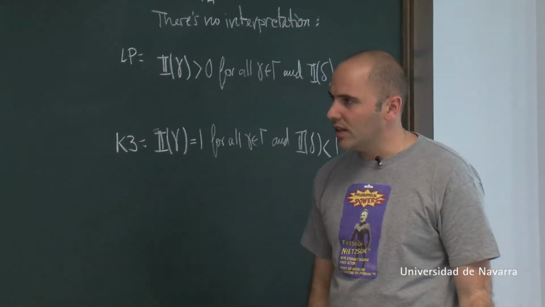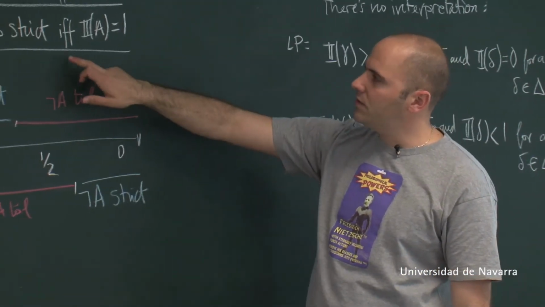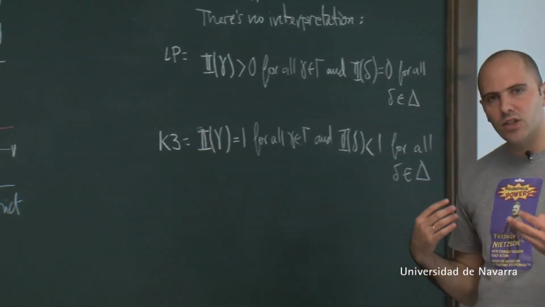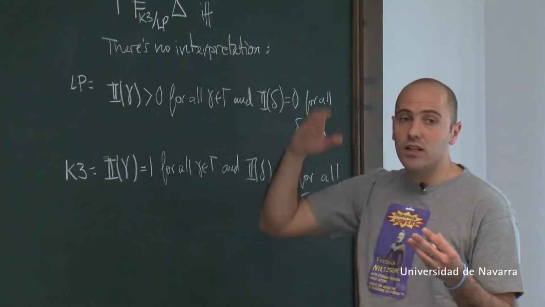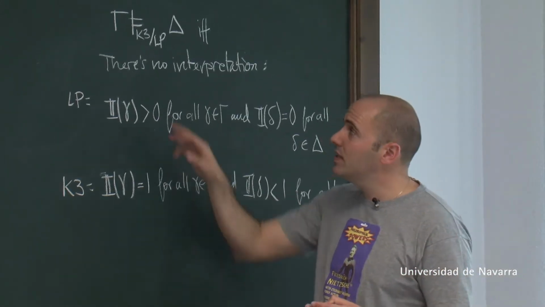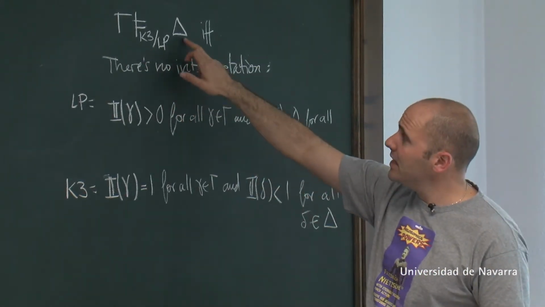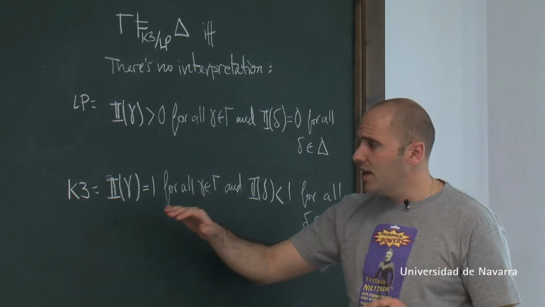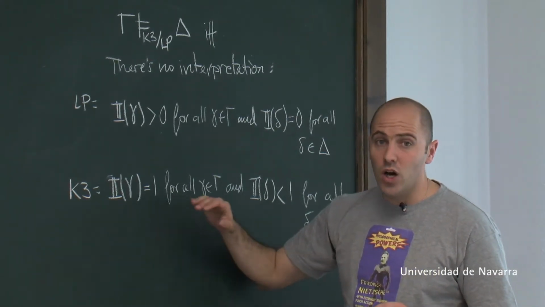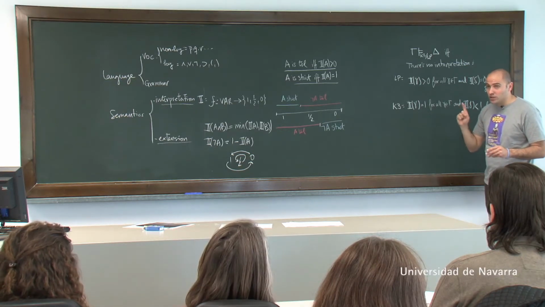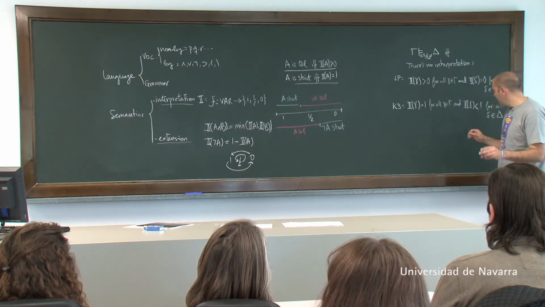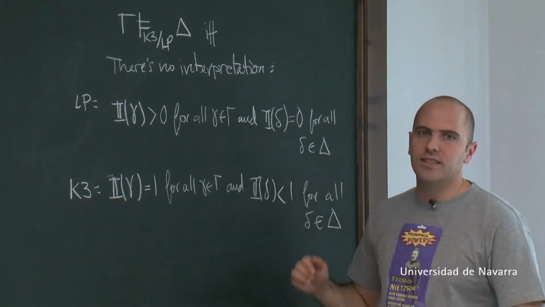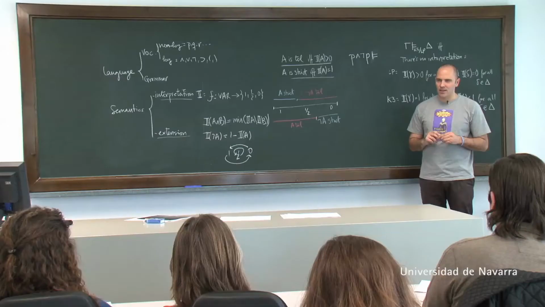The second option is taking as your favorite notion of truth strict truth, and defining your logical consequence accordingly. This is K3. Delta is a K3 consequence of gamma just in case there is no interpretation where all the gammas take value 1, all the gammas are strictly true, and all the deltas take value less than 1. All the deltas are less than strictly true, right?